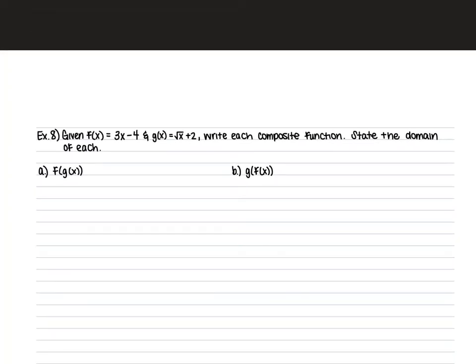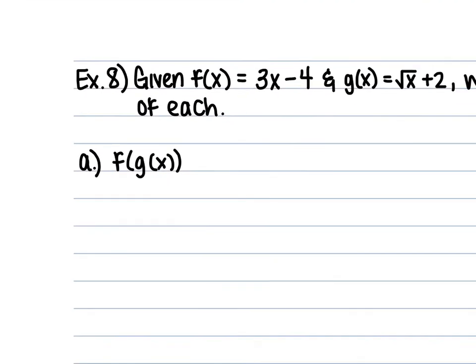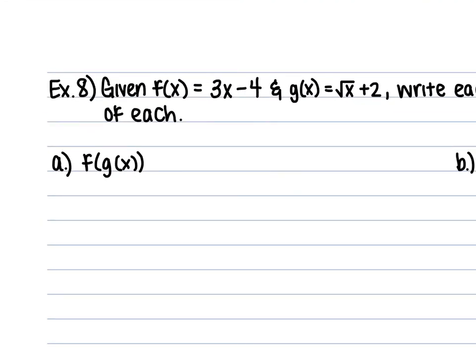For our next example, we have f of x, which is 3x minus 4, and g of x, which is the square root of x plus 2. So we're first going to find f of g of x. So g of x is the square root of x plus 2. We're going to plug that in for x in f of x. So f of the square root of x plus 2 is what we're really finding.